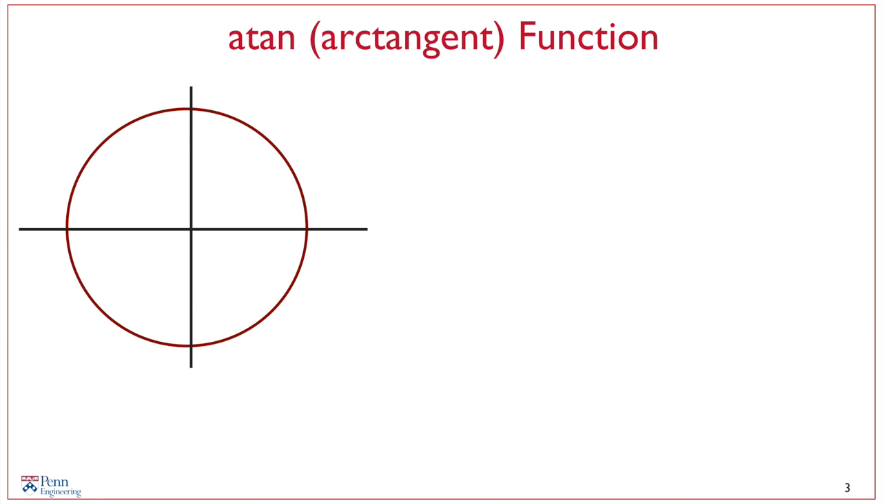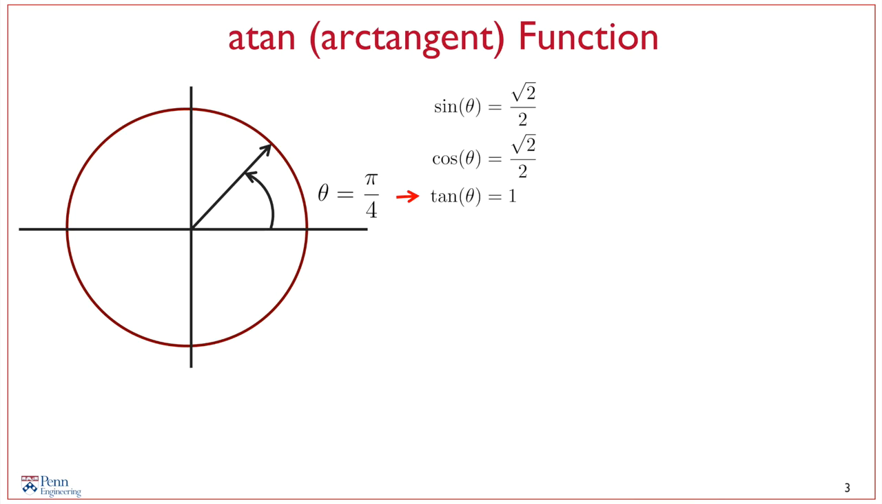There are two shortcomings of this function. First, consider the angle pi over 4. The sine of this angle is root 2 over 2. The cosine is also root 2 over 2, and the tangent is 1.